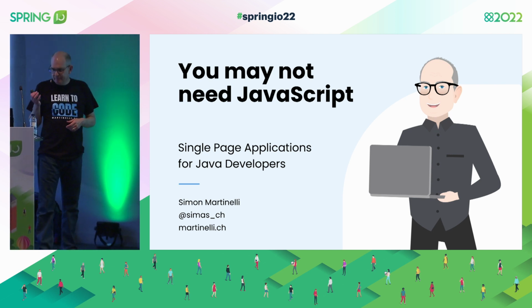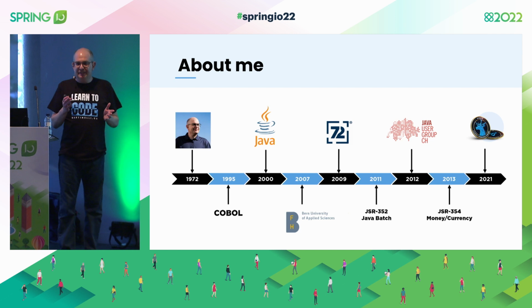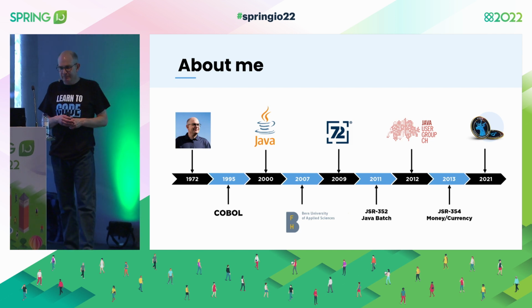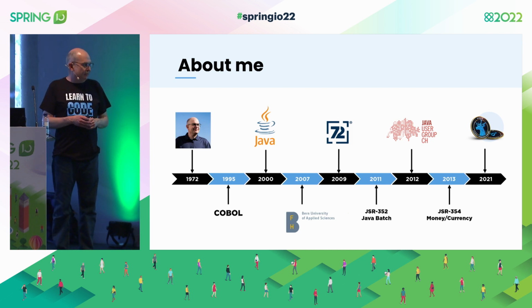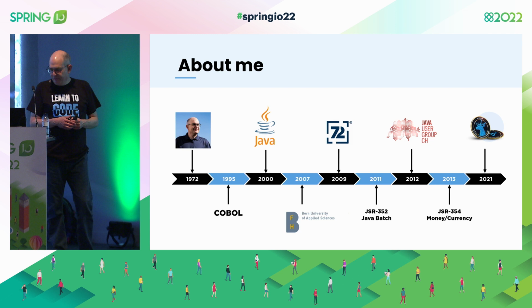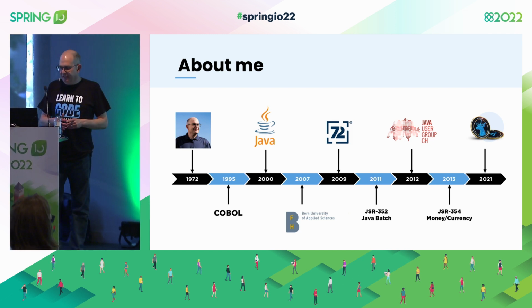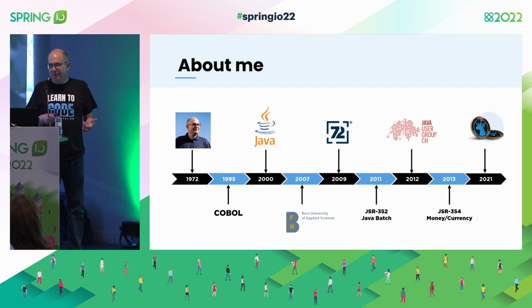I'm Simon, and I've worked in the industry for a very long time. I started in 1995 with COBOL and mainframe computers and moved in the year 2000 to Java. I'm teaching at the university in Bern. I have had my own company for 13 years, and I'm very active in the Java community in Switzerland.